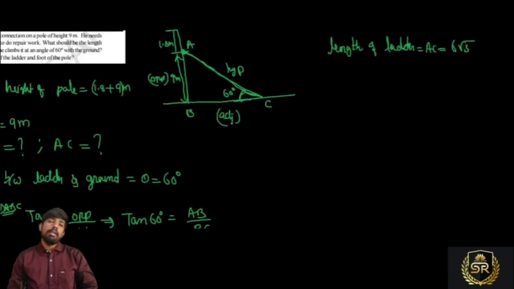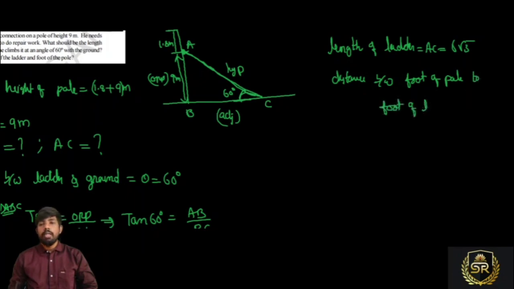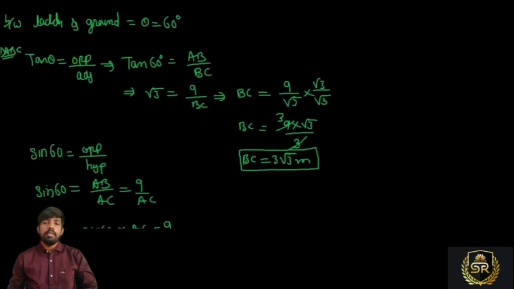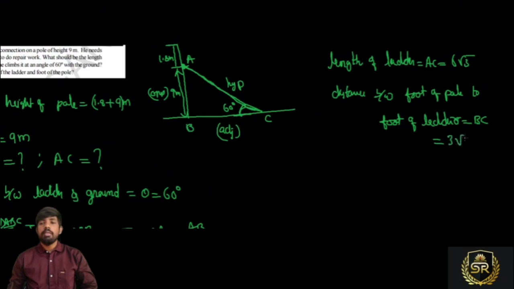Next, the distance between the foot of the pole to the foot of the ladder is equal to BC, right? BC distance. So BC distance, how much we got? 3 root 3. Hence, therefore this is 3 root 3.